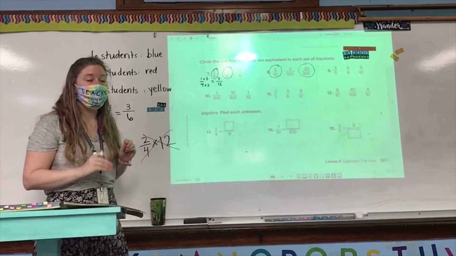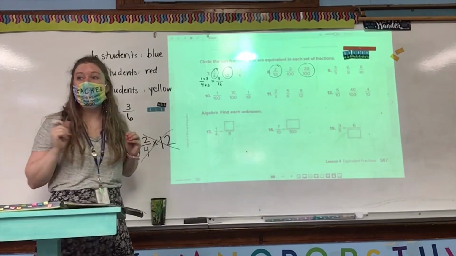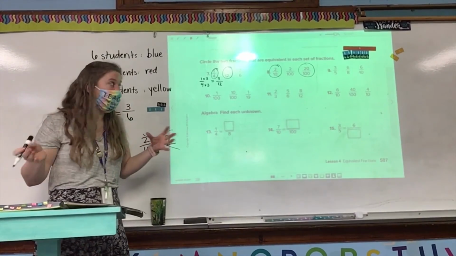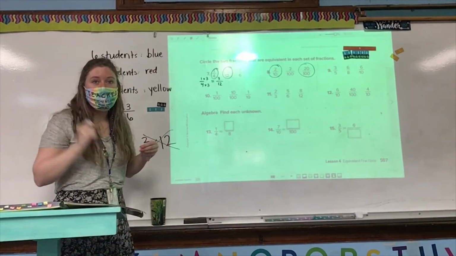You just need to test them. Start with the fraction with the smaller numerator and denominator, or if they're all the same, whatever. Then test it with the others.